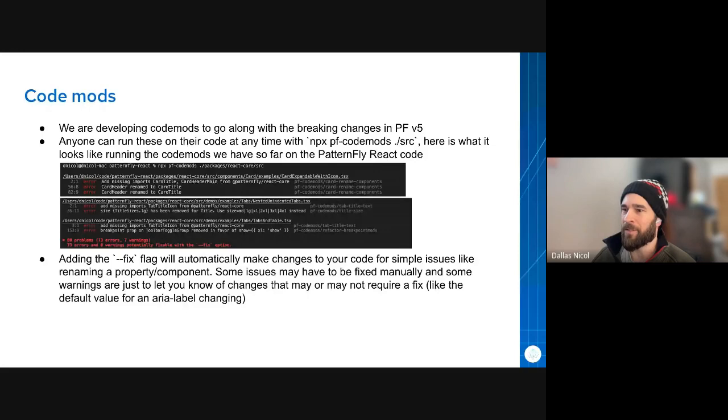Some of them might require you to make the changes yourselves, in which case we would give you a warning or an error and say, hey, this is what we recommend you do. Others we can fix, making the changes to your code automatically. You just add the fix flag, similar to running yarn linters. And that's it for me, Nicole.